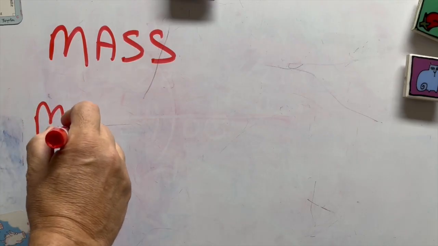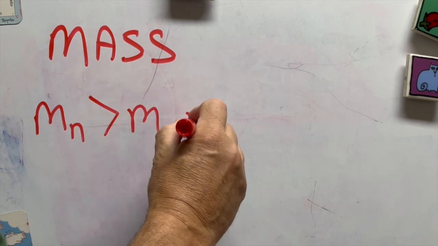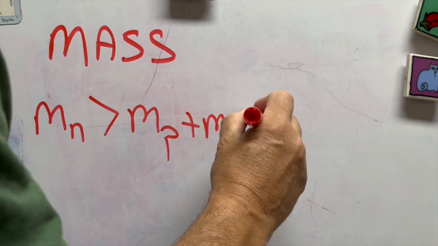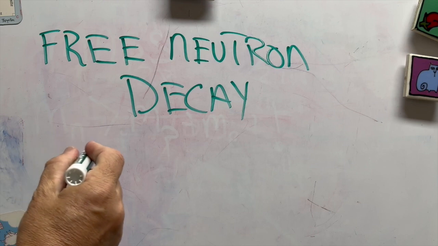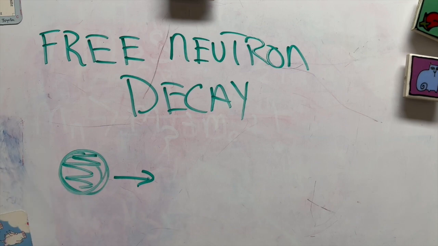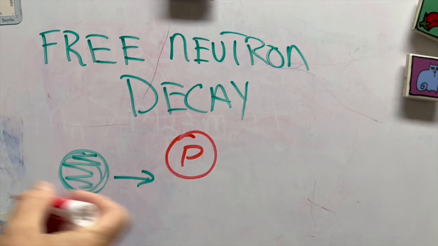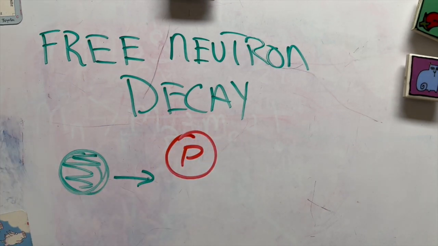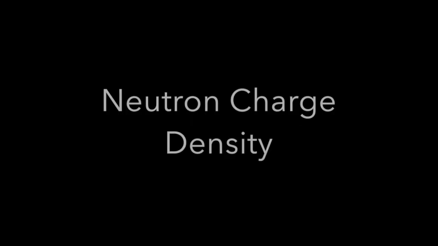Okay, mass balance first. So first of all, is the mass of the neutron greater than the mass of the proton plus the mass of the electron? Yes, that's true. Plus a little additional extra, which we're going to leave out for now. Then what about free neutron decay? In free neutron decay, a neutron that's flying through space without any attachments will break up into a proton and an electron, spontaneously about every 10 minutes.